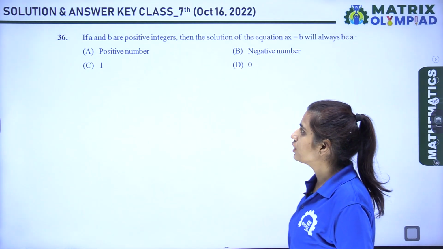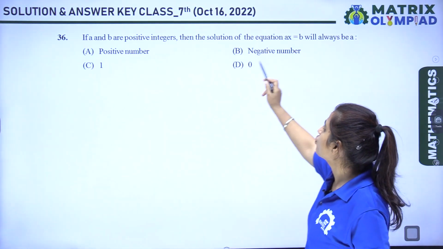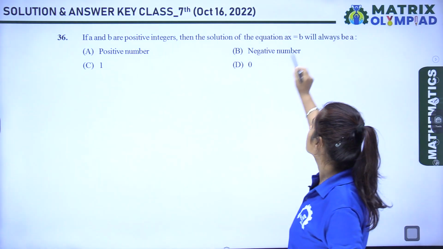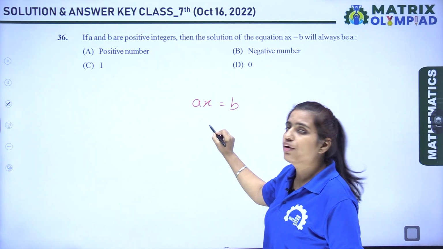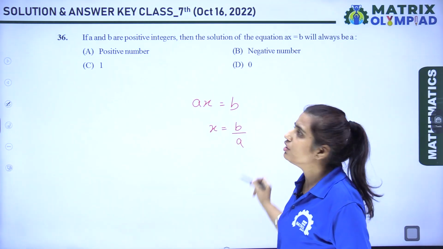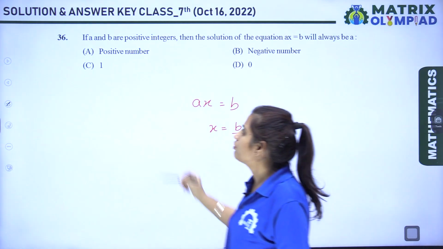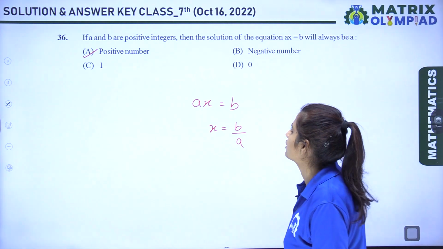Now, the next question is, if A and B are positive integers, then the solution of the equation AX equal to B will always be... Here X is equal to B upon A. So it will also be in positive form. So X is also positive. Option A is the correct answer.